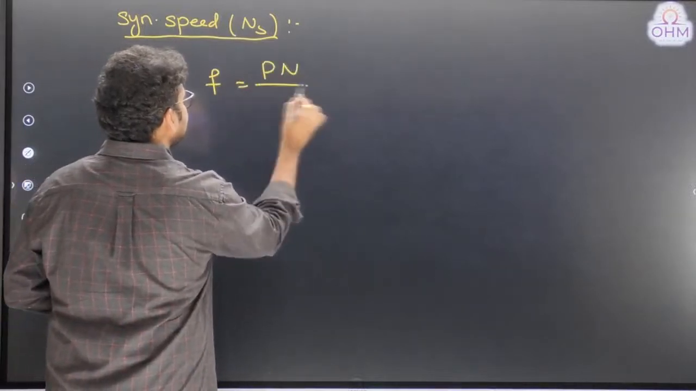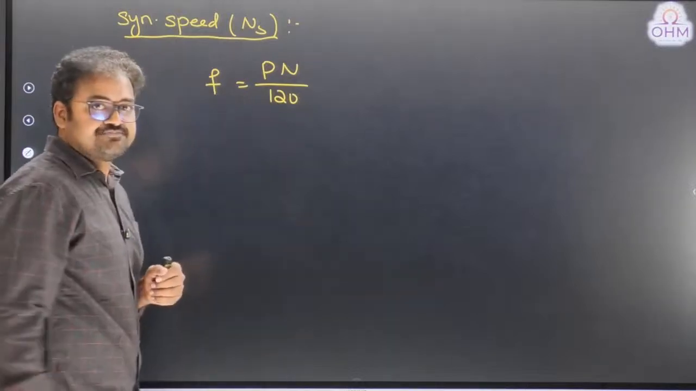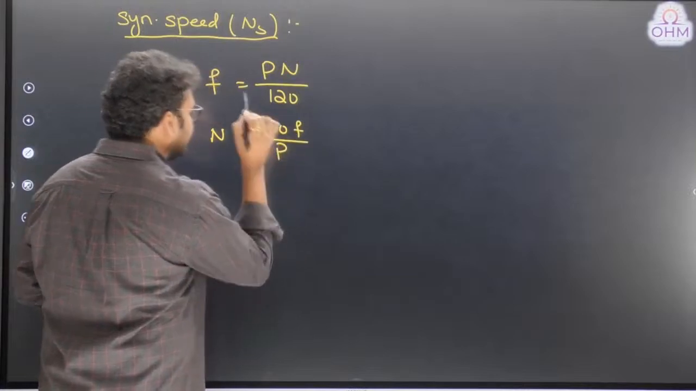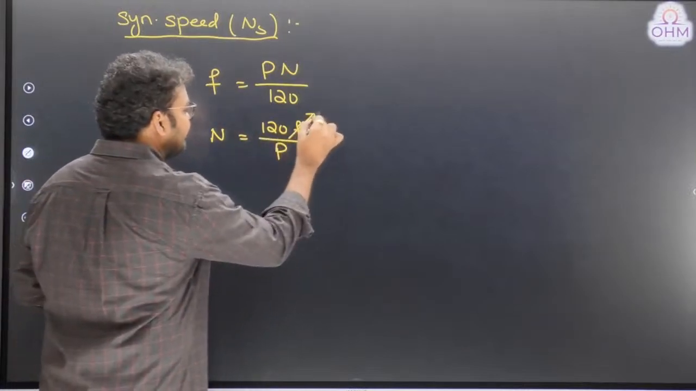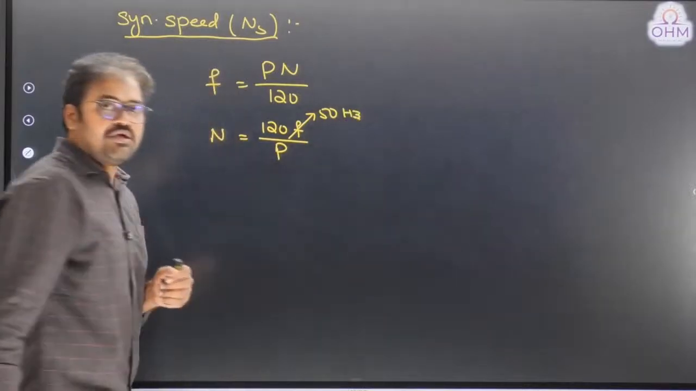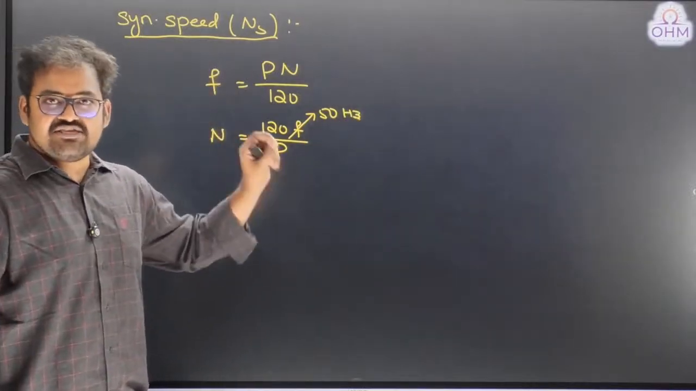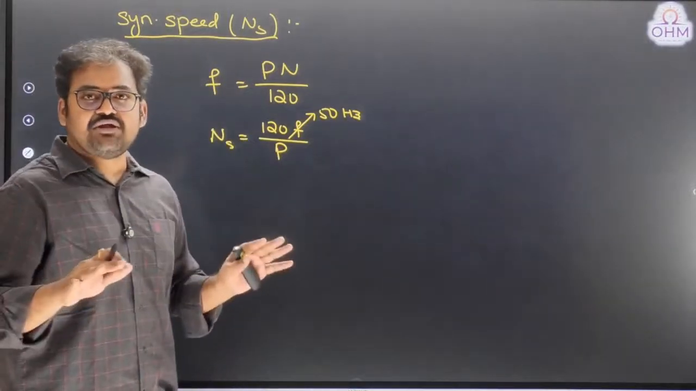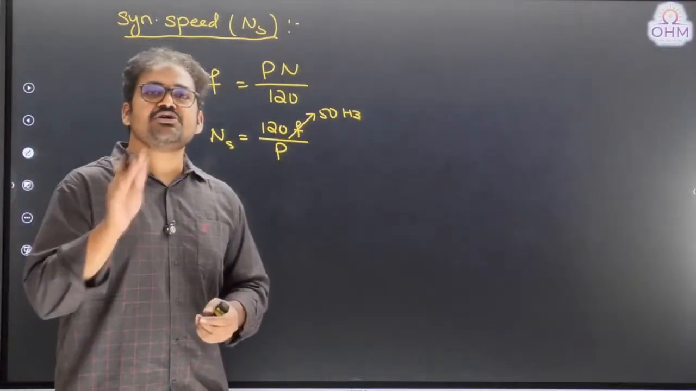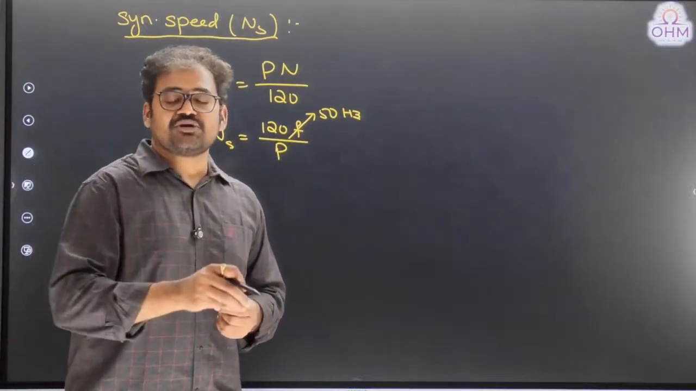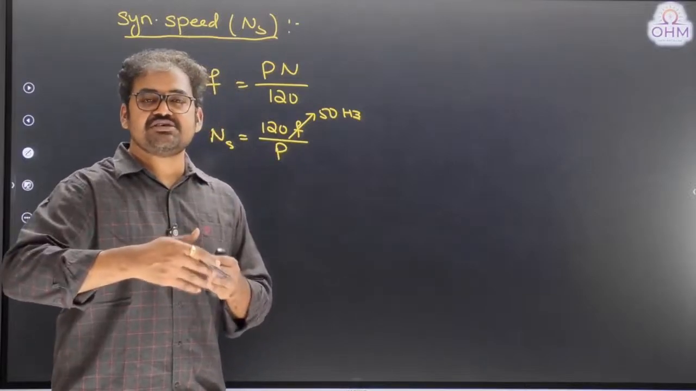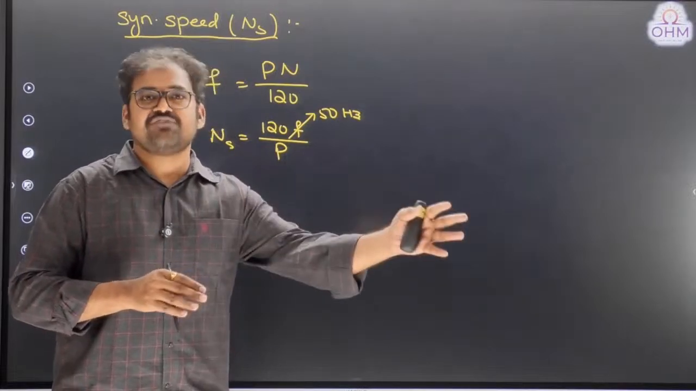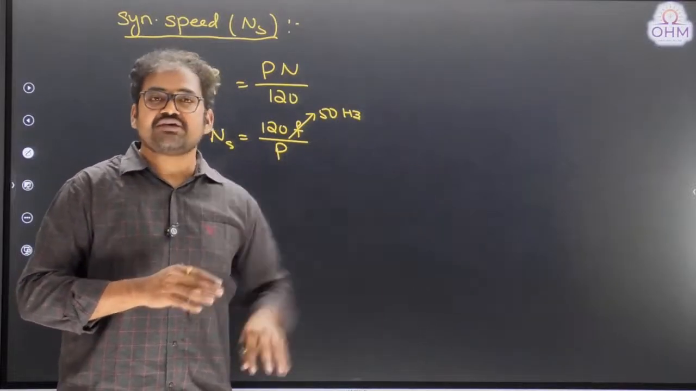First of all, what is the formula for frequency we have just seen? Frequency is equal to P into N divided by 120 Hz. From this, N is equal to 120 F by P. Now, I want exactly 50 Hz frequency. The speed at which 50 Hz frequency is generated is what we call synchronous speed. So every rotor speed cannot be called a synchronous speed. It is the speed at which the generated EMF frequency is equal to the bus bar frequency.